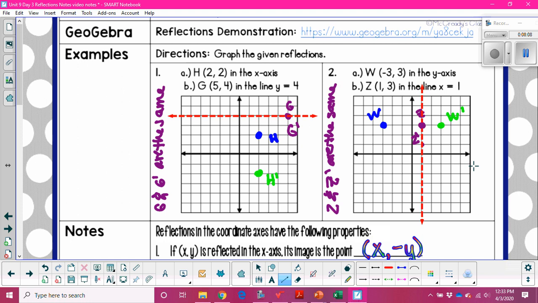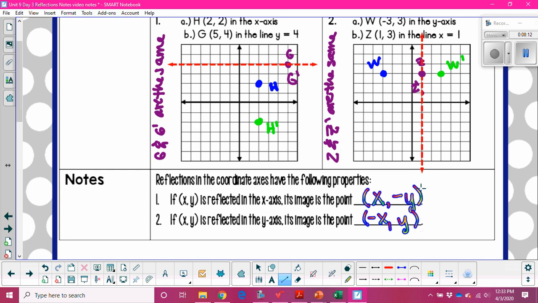Okay, so looking down here, it says reflections in the coordinate axis have the following properties. If a point x, y, positive x, positive y, which would be in the first quadrant, is reflected in the x-axis, which means it's going to flip down, it'd be down here in the fourth quadrant, its image is the point x, negative y. And if point x, y, again in the first quadrant, is reflected in the y-axis, so it will be flipped over here to the left, its image point would be negative x, positive y.